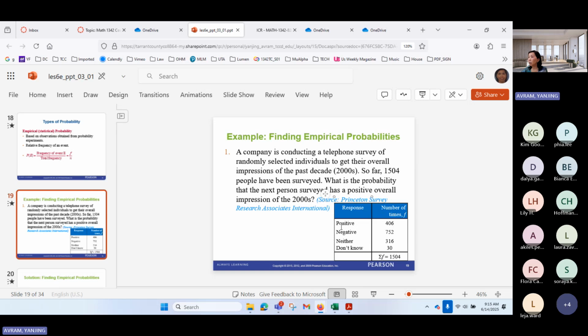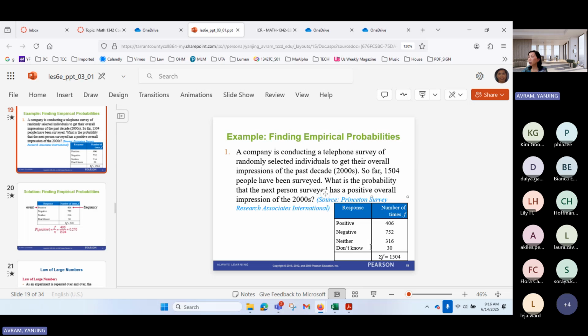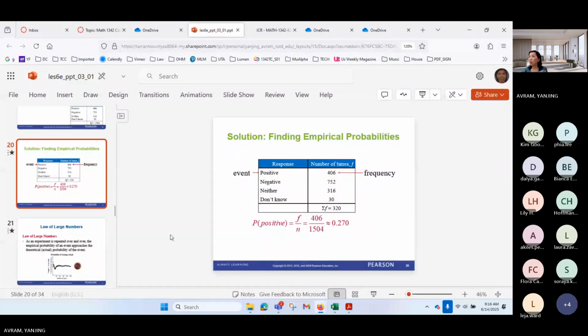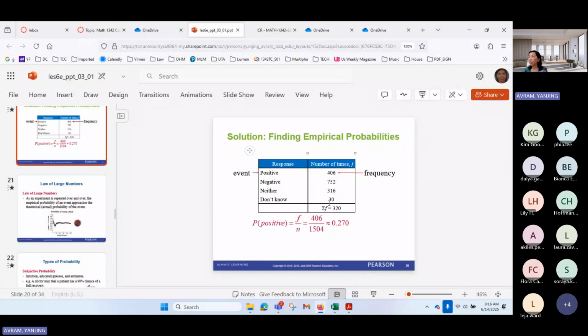And if you want to see what's the probability people respond positive, you're gonna use the 4 or 6 divided by the total, 1504. Okay, and same thing if you want to find the probability of the negative, you will use 752 divided by the total. All right. So that is how you do the frequency in here. Like I said earlier, you can put this in Excel or a calculator, do that one by one right here. This should be easy to calculate.